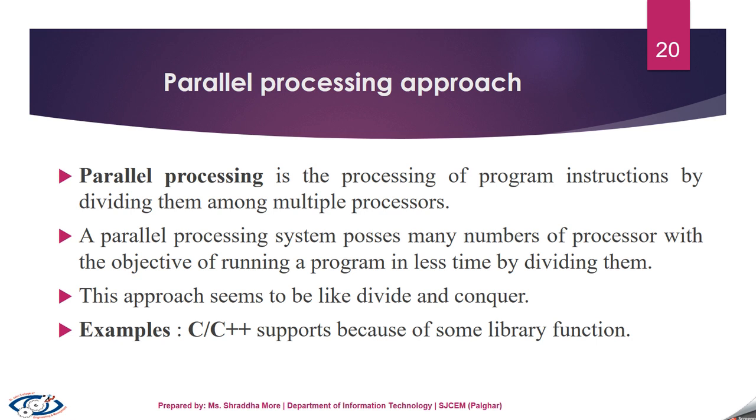Basically this rule works by recursively breaking down a problem into two or more sub-problems of the same or related type until they become simple enough to be solved directly. The solutions to the sub-problems are then combined to give a solution to the original problem. So this is the divide and conquer rule or method. The examples are C and C++, which support it because some library functions are included in these languages. So these two are examples of the parallel processing approach.